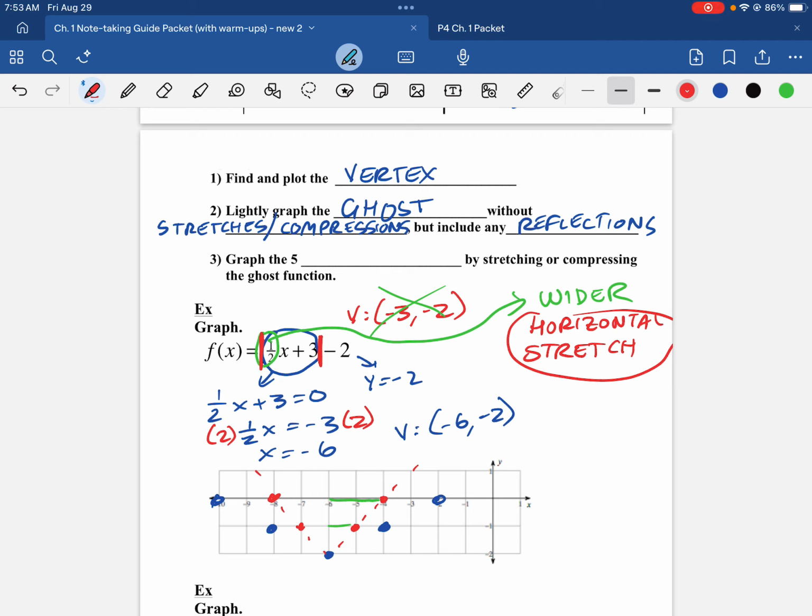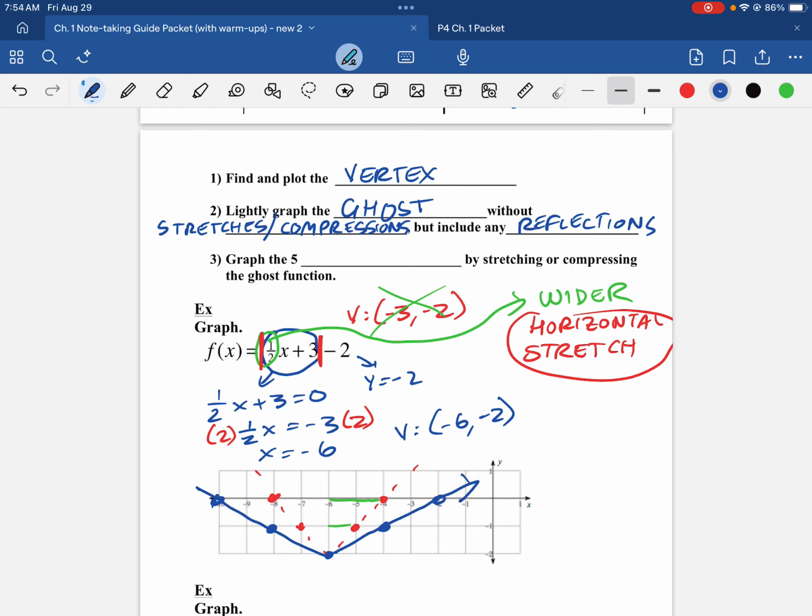All right, and then we can draw our final V in here like so. You need to put the arrows on both ends to show it goes on forever. A lot of times I have people just draw a V and it stops at the points, but you need to show that it stretches infinitely in both directions.